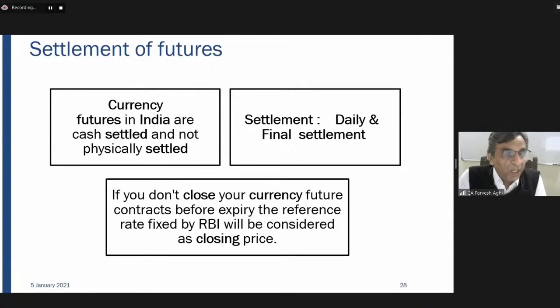Now, if you don't close your currency futures contracts before expiry, you can close it before expiry by squaring up your position. If you have taken a buy call, you can sell. If you have sold, you can buy to close your position. But if you don't do that, then the reference rate fixed by RBI will be considered as the closing price. So you can go right up to the closing and not close your position, and it will get automatically closed by the stock exchange using the RBI reference rate on that day. Otherwise, you have a choice to do that 2 days prior to the closing.